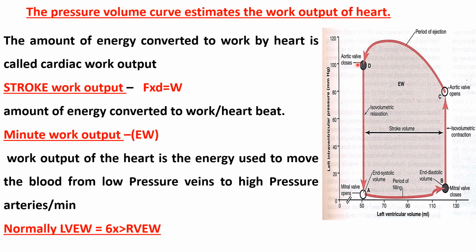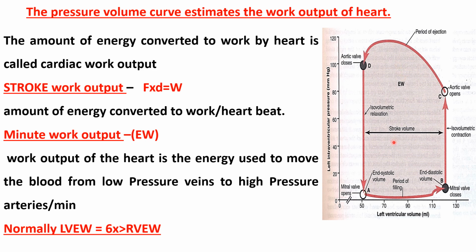The aortic valve closes at about 100 millimeter of mercury. Isovolumetric relaxation starts and the pressure steeply comes down to 3 millimeter of mercury at the end of the isovolumetric relaxation.